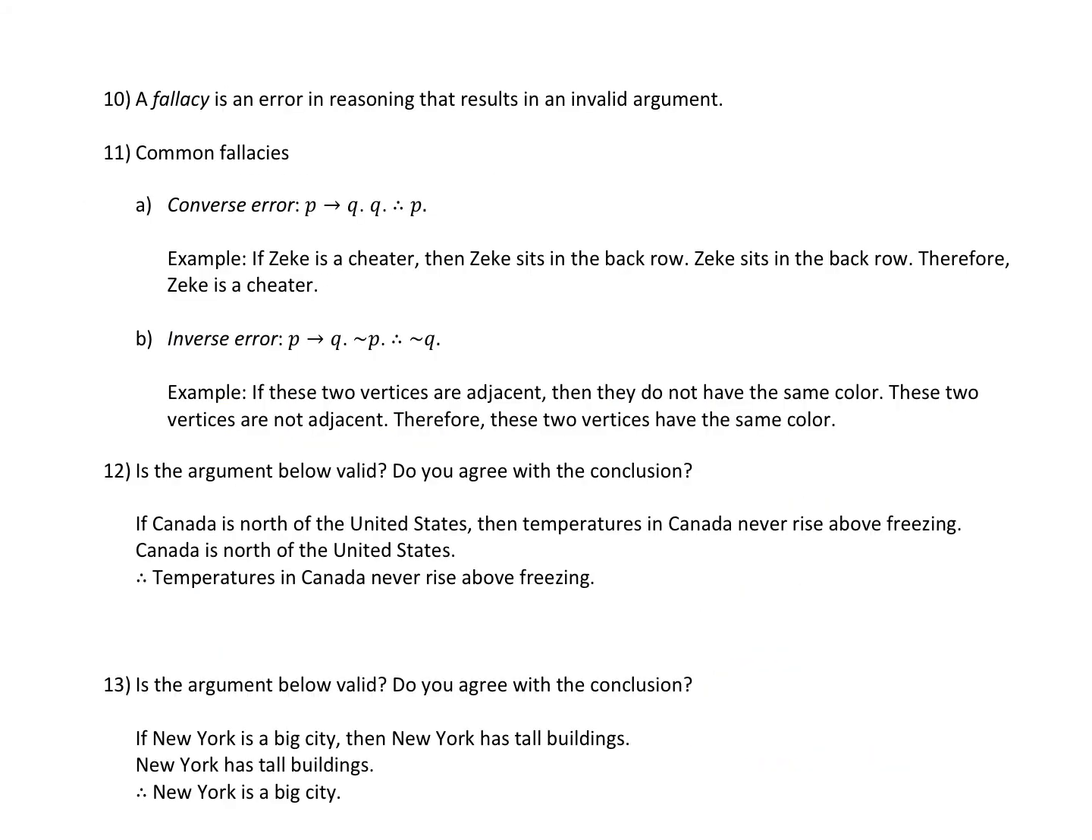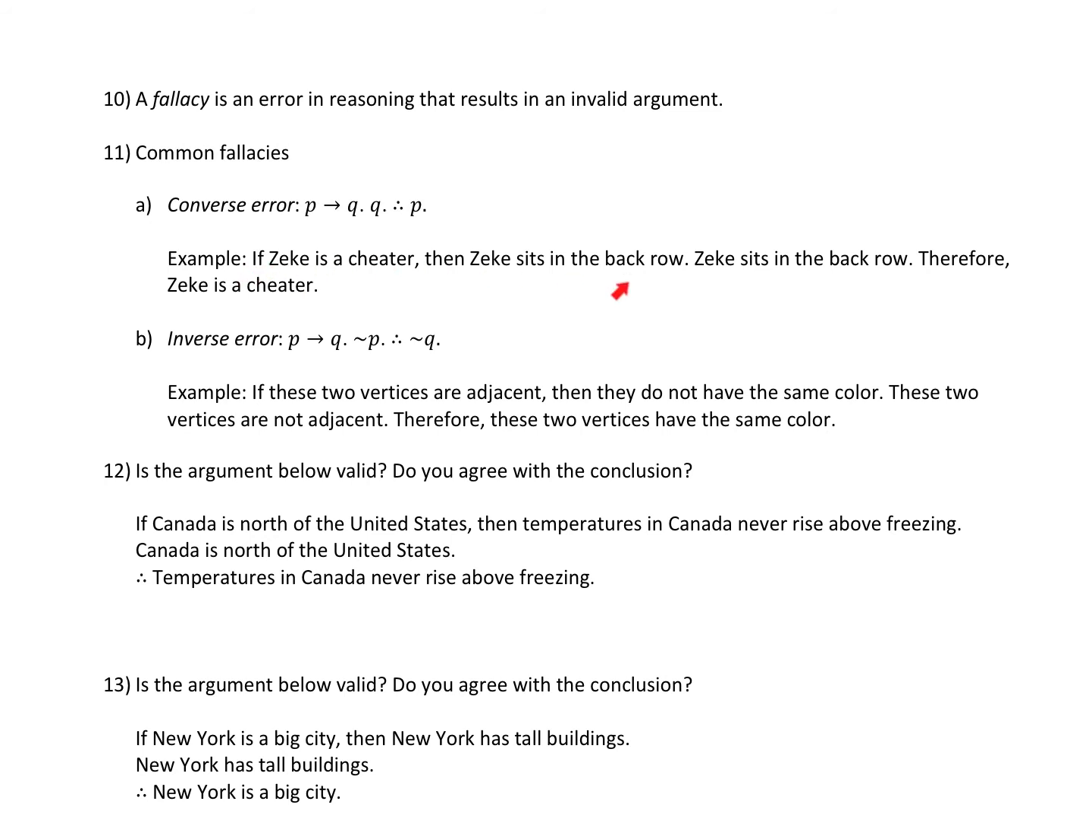A fallacy is an error in reasoning that results in an invalid argument. So some common fallacies are the converse error, where your premise is P implies Q, Q, therefore P. Okay, so here's an example that should clarify why this is not valid. So if Zeke is a cheater, then Zeke sits in the back row. Zeke sits in the back row, therefore Zeke is a cheater.